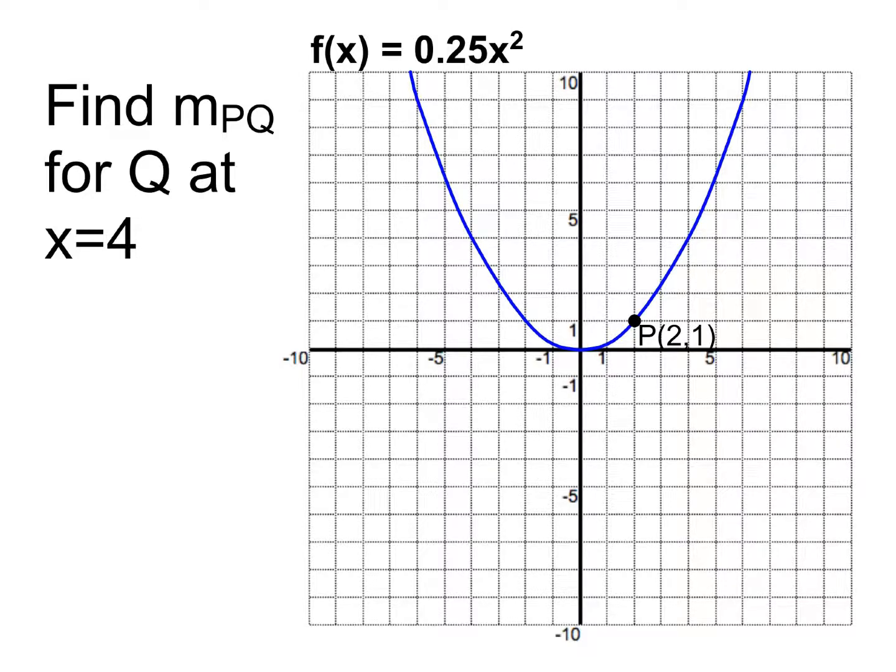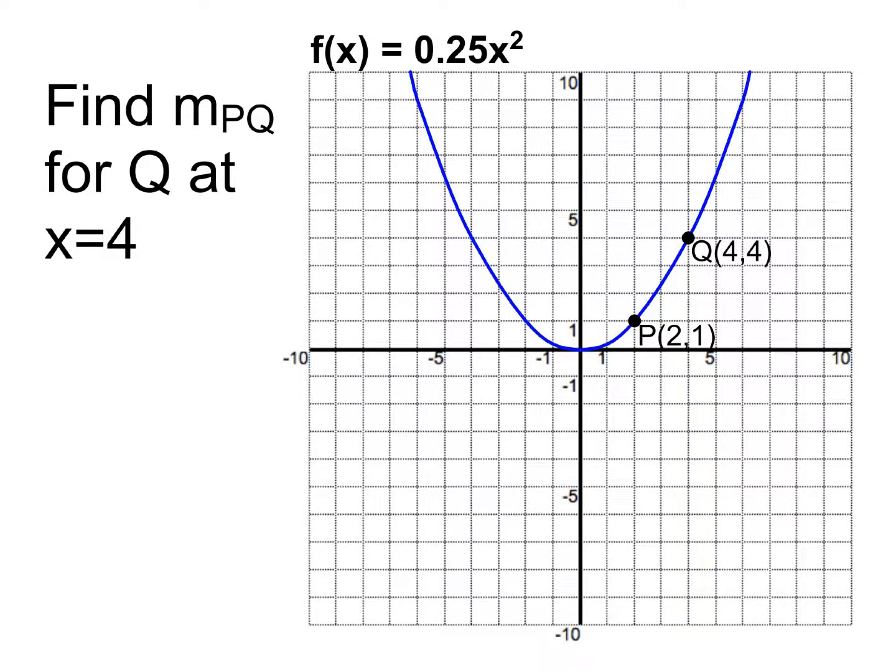If I'm going to find the slope between points P and Q, I need to actually know where point Q is. I'm given enough information to know, but I haven't been given everything I will have to know eventually. I'm told the x value is 4. So if the x value is 4, what's the y value? It is 4. That tells me that Q is up here at 4, 4.